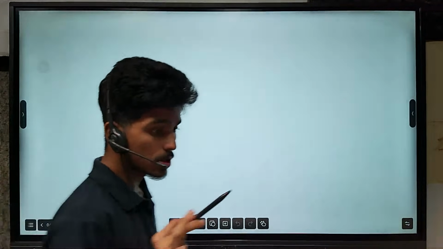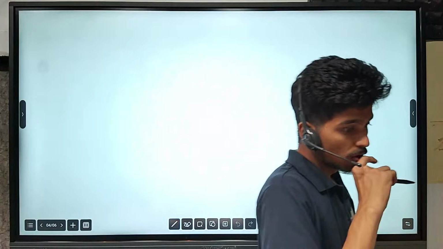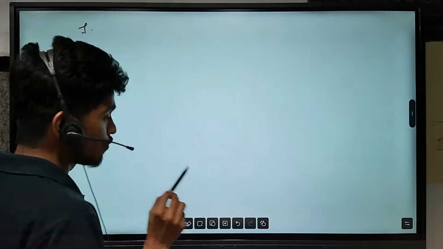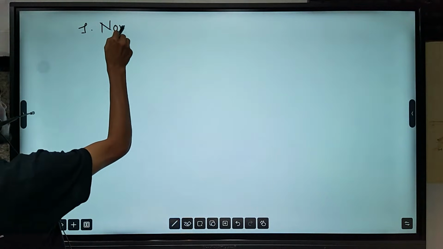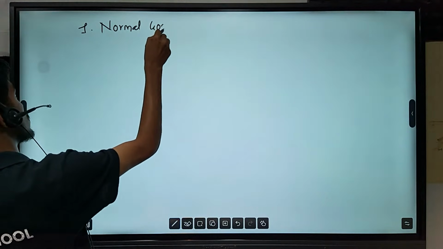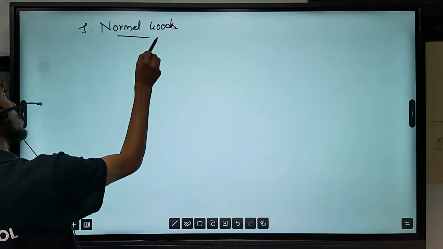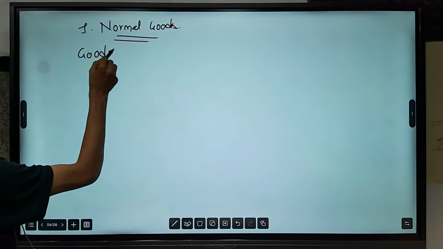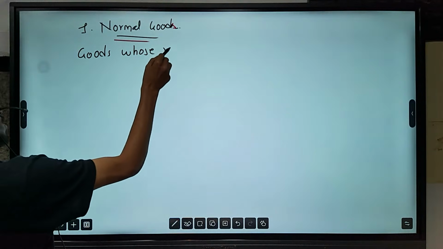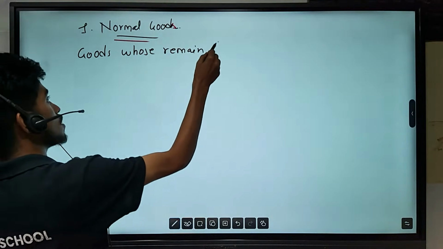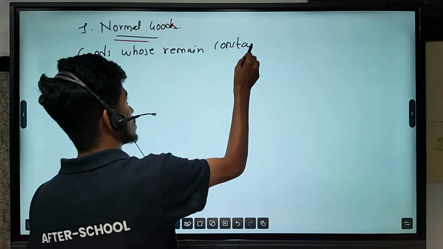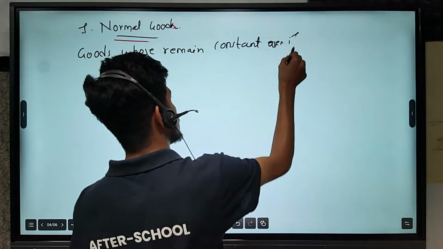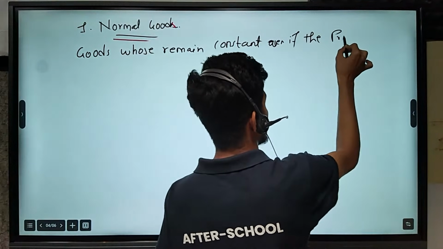Now you have to remember certain goods. For example, we can take the first type of goods. The types of goods you have to remember. The first type of goods is normal goods. Now what are normal goods? Normal goods are the goods whose price remains constant even if the price changes.